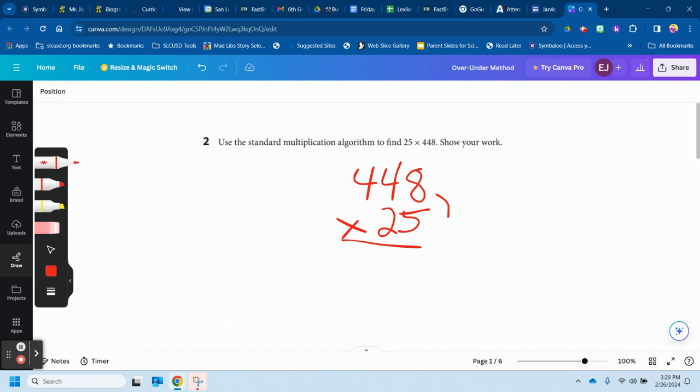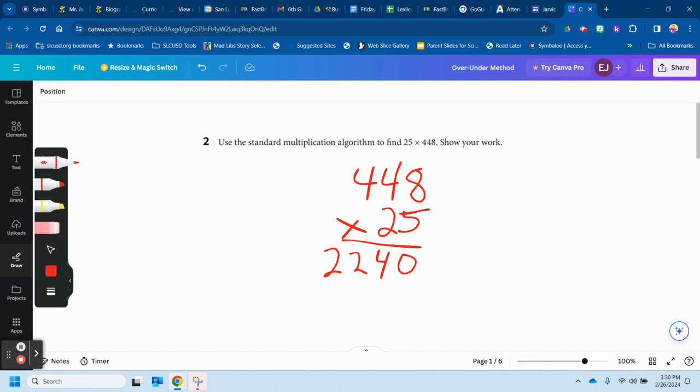5 times 8 was 40. And then we have 5 times 4 is 20. Carry the 2. So we're carrying to the next place value over and adding it. So I carried the 2 hundreds. 5 times 4 is 20 plus 2 more is 22. And I like to erase what I carried here.